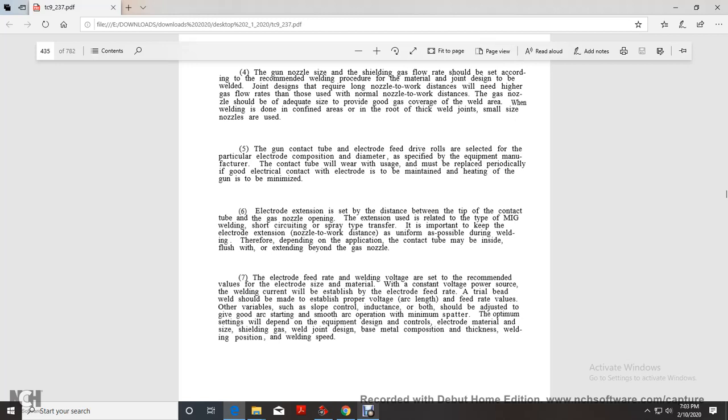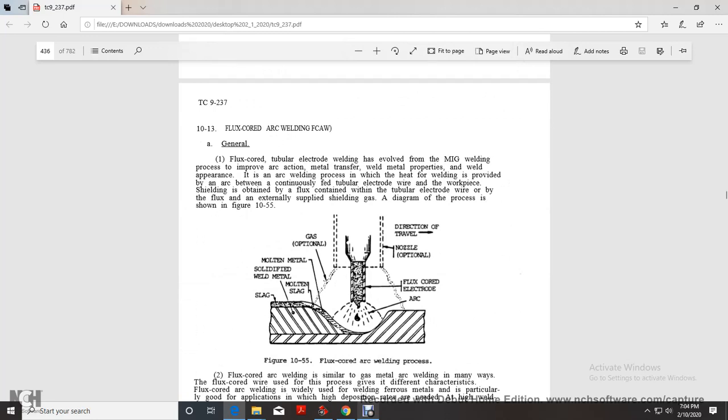Other variables, the slope control and the inductance, should be adjusted for good arc starting and smooth arc operation. Optimum settings depend on the equipment design and the control of the electrode material and size, the shielding gas, the welded joint design, base metal composition and thickness, welding position, and welding speed. All right, next, flux core arc welding.